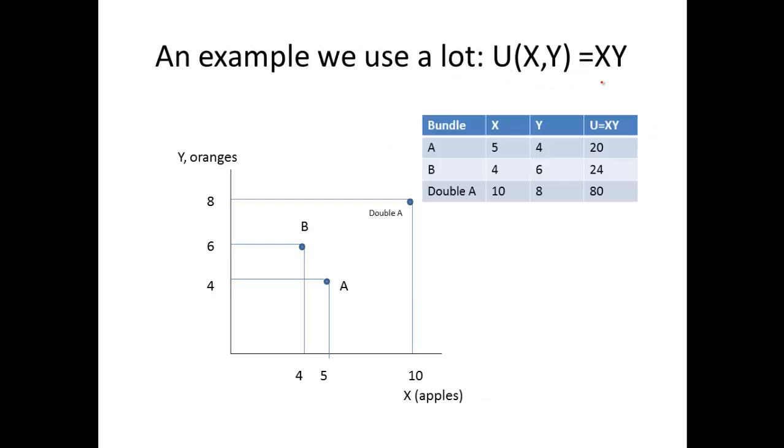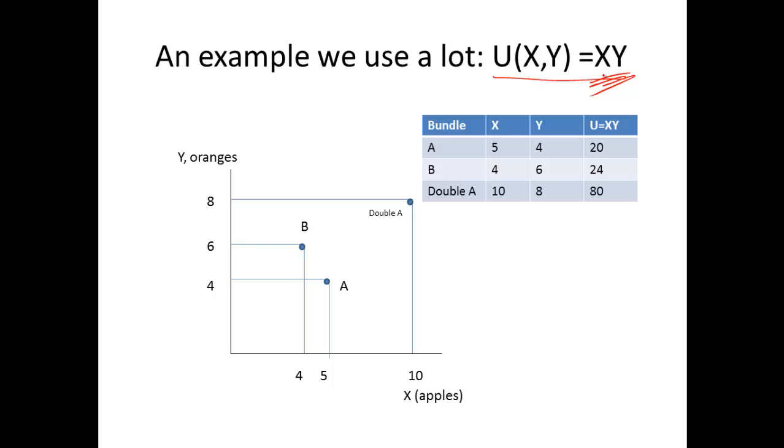Now let's get down to a mathematical example that we tend to use a lot in this class. And so this now is the utility function u of x, y equals the product x times y. This is almost the simplest utility function we can use that gets our point across. And since we are going to be using it a lot, let's just start in with that.